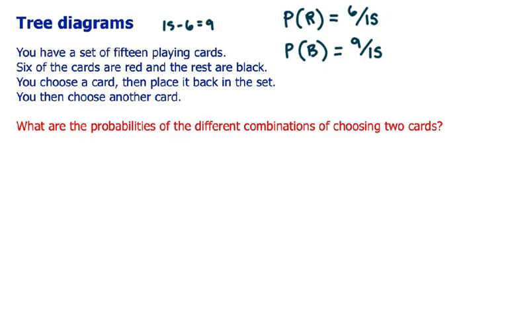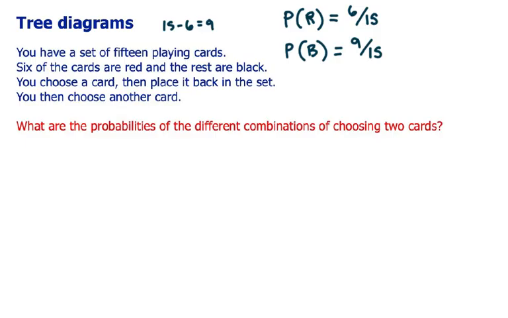Fair enough. It says you choose a card, then you place it back in the set, and then choose another card. So we're choosing 2 cards total, but these choices are independent, meaning the second time I pick, it's the same probabilities as the first time I picked. Why? Because I'm sticking the card back in the deck, and the second time I pick, it's the same deck of cards I'm choosing from. So often we can visualize this using a tree diagram.